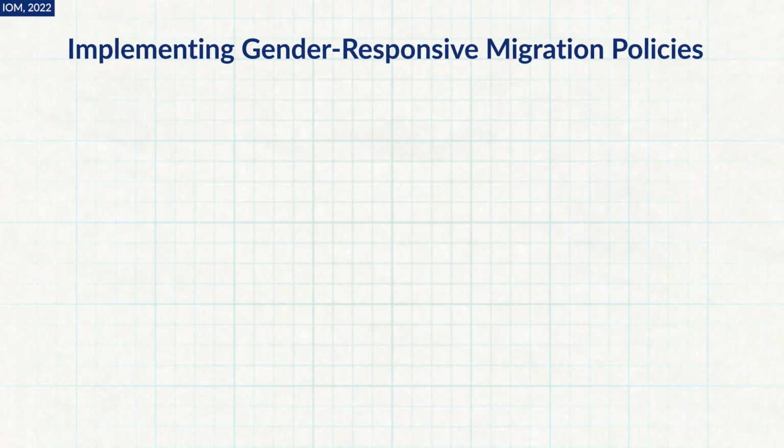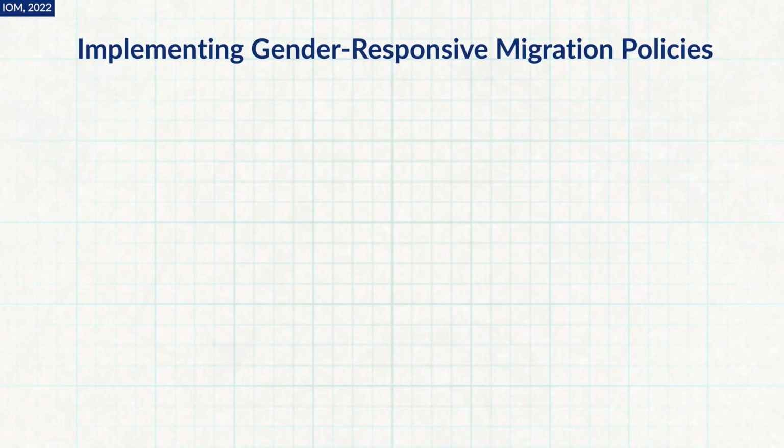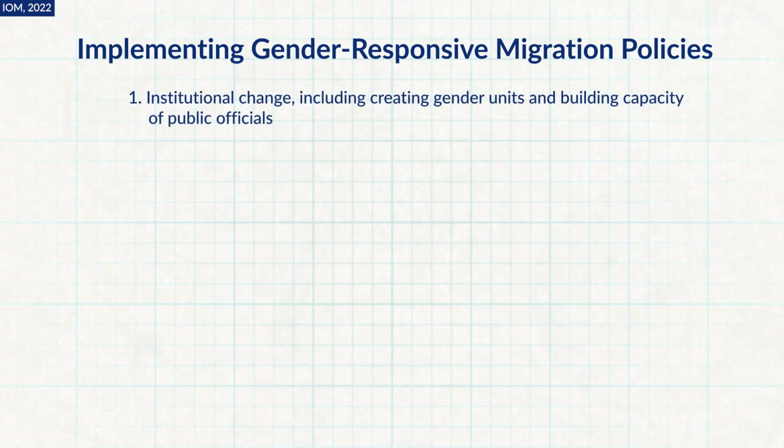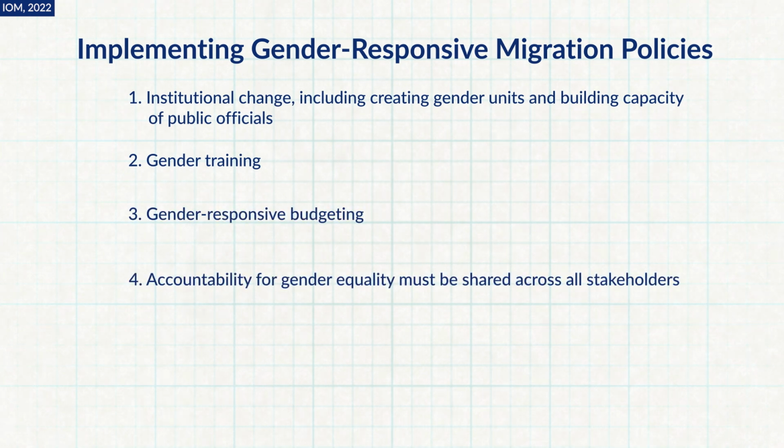Of course, then you can go on to do gender impact assessment. You can also then look at your findings and try to find room for improvement. I think there is a lot that can still be done here, and we can do more to have gender-responsive policies in place. Of course, once we have policies in place, then there is the implementation of these policies. And implementing gender-responsive policies in migration really often requires institutional change, including the creation of dedicated gender units and mandatory capacity building for public officials. Sometimes you need gender training, gender-responsive budgeting, and then of course there needs to be very clear accountability across all of the stakeholders for these to work properly.